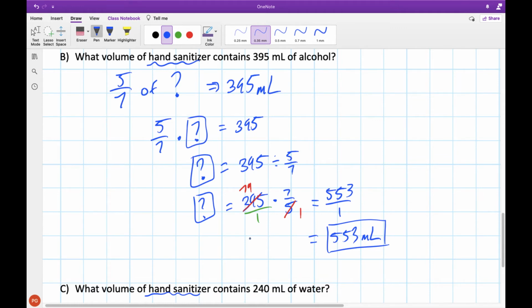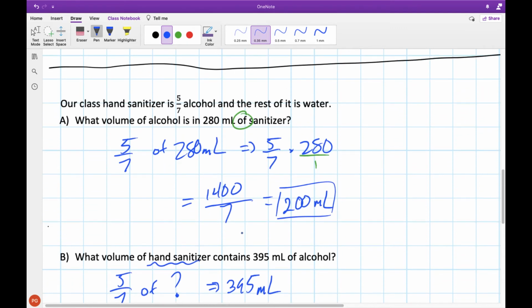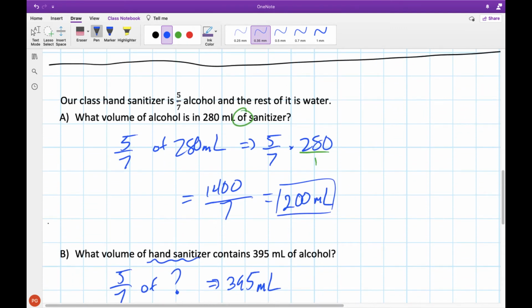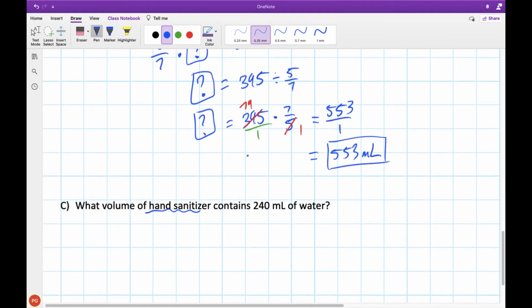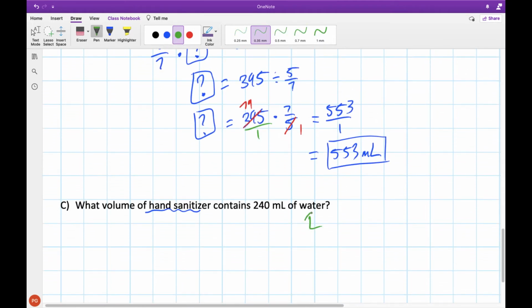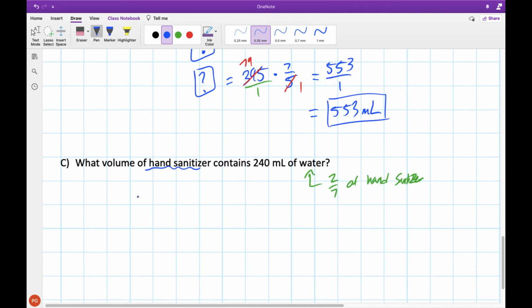At this point, we probably need to scroll back up to the question. If 5/7 of our hand sanitizer is alcohol and the rest is water, that tells us that water is going to be 2/7 of our hand sanitizer. So in this case, 2/7 of some amount of hand sanitizer here needs to be giving us 240 milliliters of water.